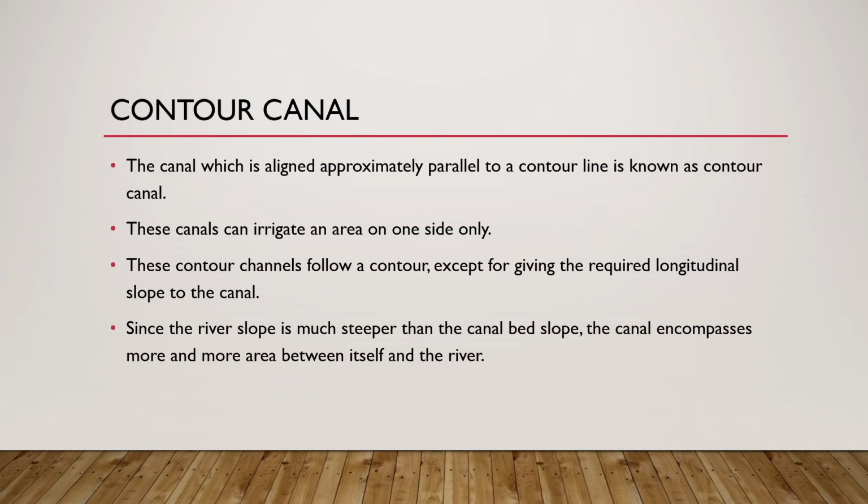Which means that your river is going to flow in a straight direction, or it may go in some spiral ways, and it is not going to end at a particular place. It will be flowing continuously, but you are going to divert the water to the nearby irrigating areas, so you have to make a steeper slope. The canal encompasses more and more area between itself and the river. This is what that point explains.